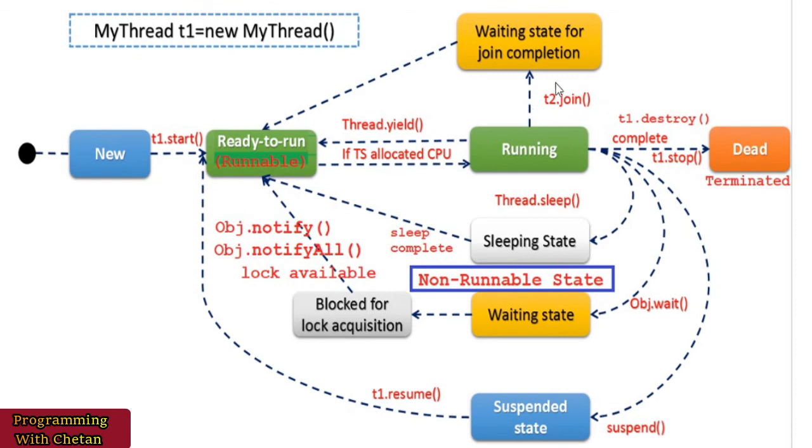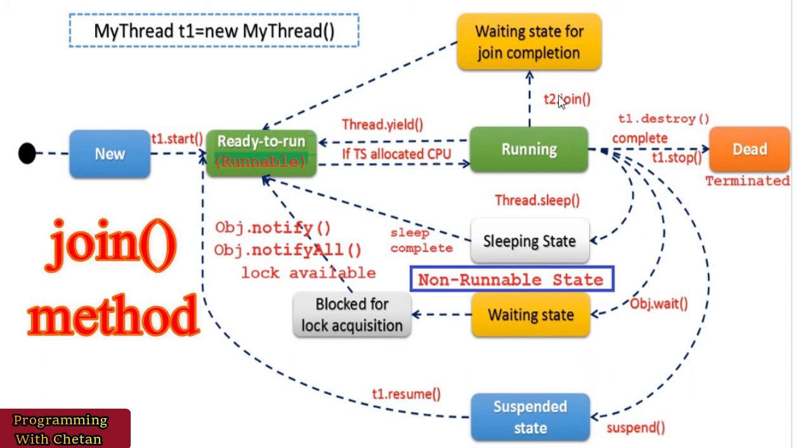Now let us quickly discuss the join method and the yield method. Suppose we have one more thread with the name T2 and we have called the join method on the T2 thread. Then our currently running thread will move from the running state to the waiting state and it will wait until the execution of our T2 thread completes. And whenever we call the yield method, the thread which is currently in the running state will move into the runnable state, and now the thread scheduler can start the execution of other threads which are currently in the ready state.